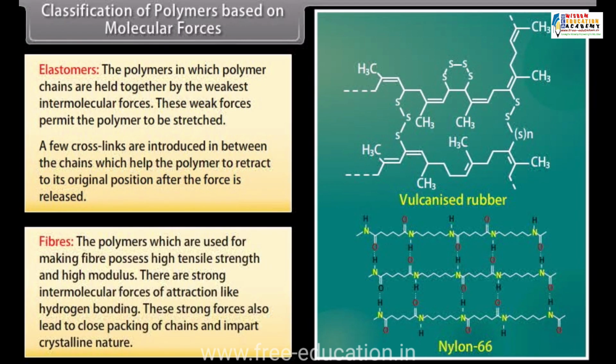Fibers. The polymers which are used for making fiber possess high tensile strength and high modulus. There are strong intermolecular forces of attraction like hydrogen bonding. These strong forces also lead to close packing of chains and impart crystalline nature. For example, nylon 66.